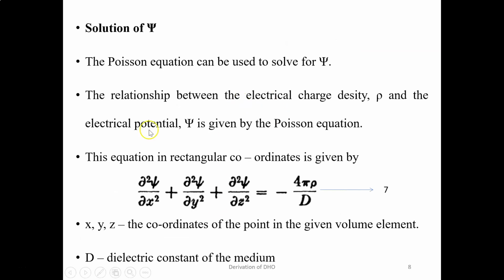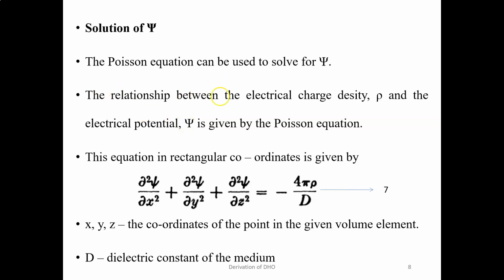So now we are going to find what is psi. What is the value of psi? Psi is actually the electrical potential at the center of volume element dV, and using the Poisson equation you can solve for psi. This equation is used in studying the interaction in electrostatics, and we are trying to apply that in the case of ions also.